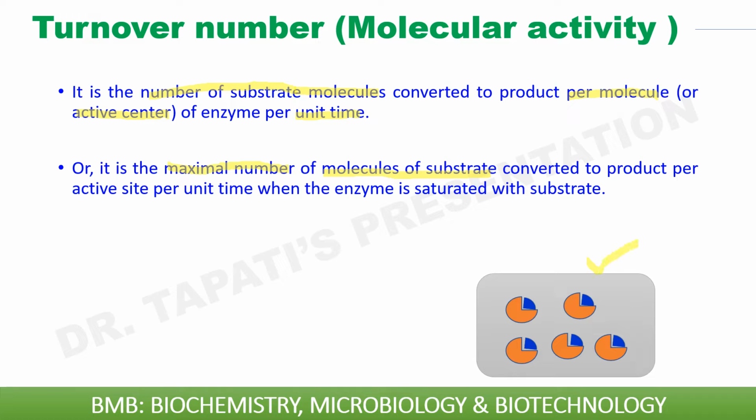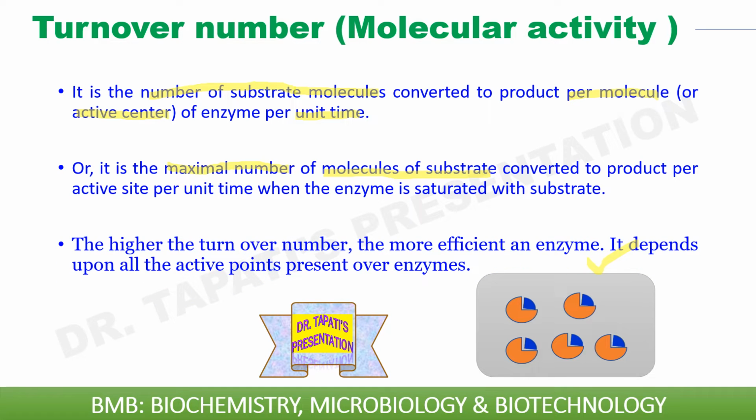You can see this figure where all the enzyme molecules are saturated with substrate. So the turnover number is the maximal number of molecules of substrate converted to product per active site per unit time when the enzyme is saturated with substrate. The higher the turnover number, the more efficient an enzyme. So if turnover number is higher, the maximal number of molecules of substrate converted to product per active site per unit time will be high. It depends upon all the active points present over enzymes.